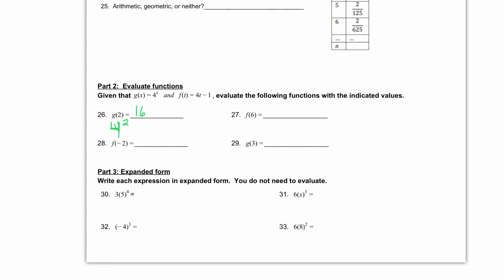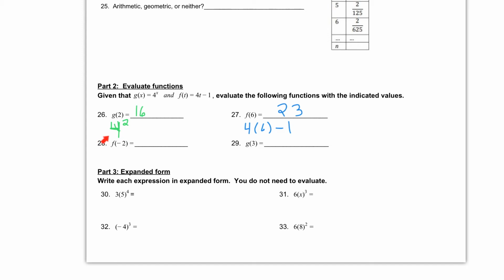Then if we take a look at number 27, 27 asks us to find f of 6. Since we're using the f function, we're going to come to this function here, our f of t function, and we're going to take the 6 and plug it in for the t. So it's going to look like the following. We would have 4 times 6 minus 1. 4 times 6 is 24, and 24 minus 1 would give us an answer of 23. So f of 6 is equal to 23.